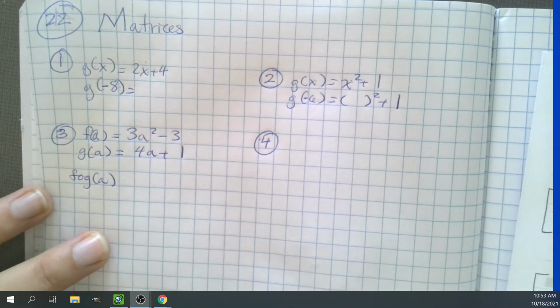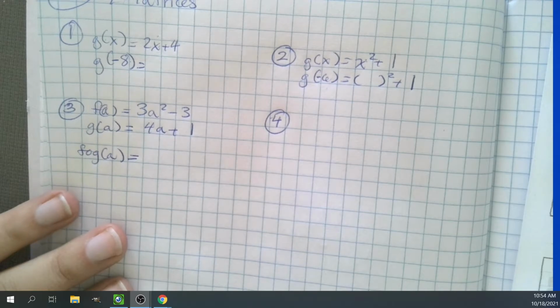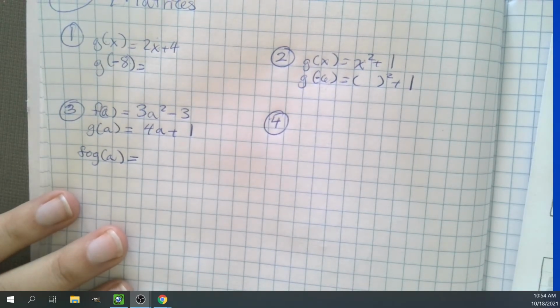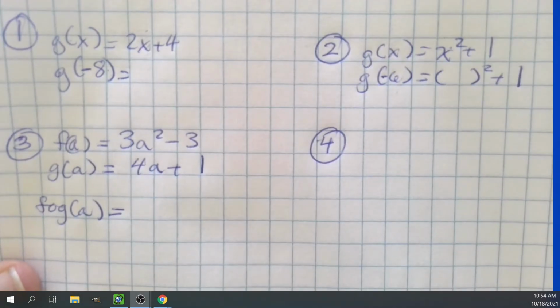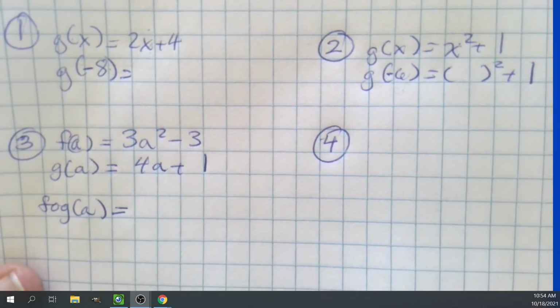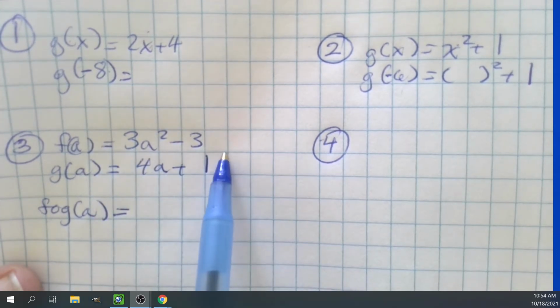Okay, so it says f of g. We're supposed to find f of g. So what we're going to do is start with the f equation or the g equation. Nobody knows? Which equation's first? Oh, okay. So we're going to use the f equation.